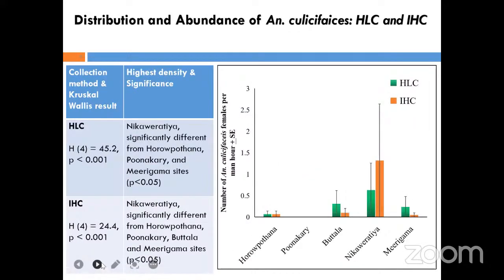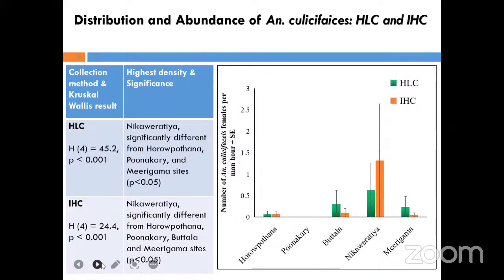This slide shows the distribution and abundance of Anopheles culicifacies caught from human landing catches and indoor hand collections in the different study sites. Again, the densities of Anopheles culicifacies were not similar between the 5 study sites from these 2 techniques based on the Kruskal-Wallis test statistic. For human landing catch, its statistic was 45.2 with a p-value below 0.001.